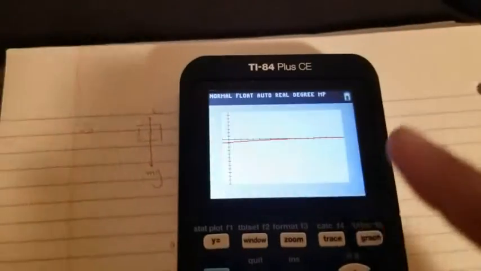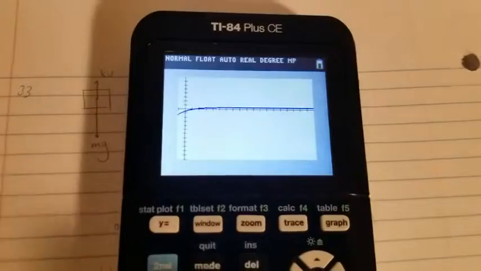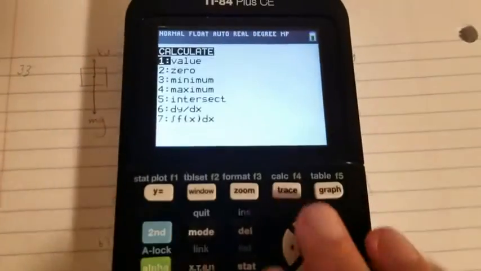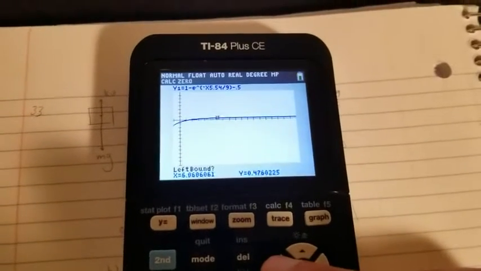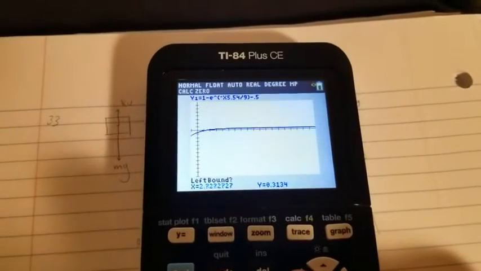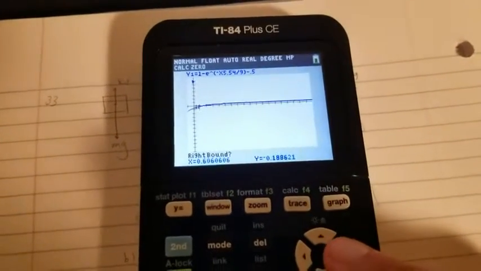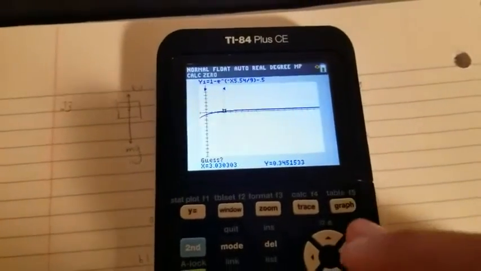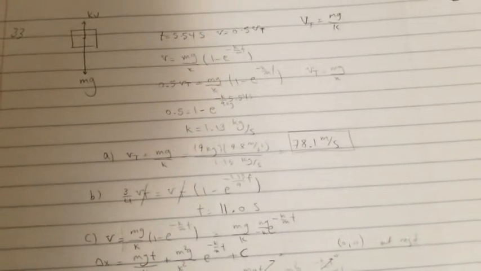And then you just, nope, wrong graph. So this is the right graph. So you just graph it and then you calculate the zero, which will be there in a second. There, and there. So 1.126, we just round that up to 1.13. So your k is equal to 1.13 kilograms per second.